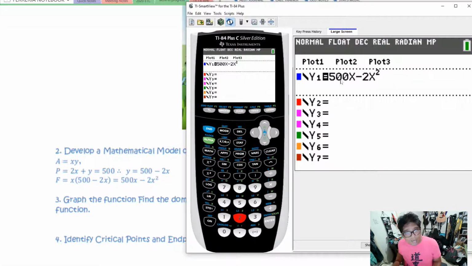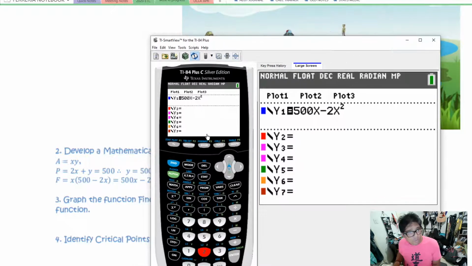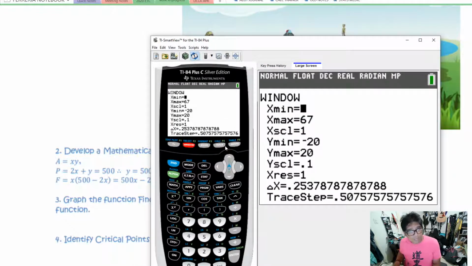There we go. With x, y is 500 minus 2x squared. Let's try to make a window here. What do you think is the smallest that x could be, the smallest that this fence could be in the x direction? It doesn't have to make sense, but you know that in the x direction the smallest it could possibly be would be 0. Let's go to our window and set our x minimum to 0.